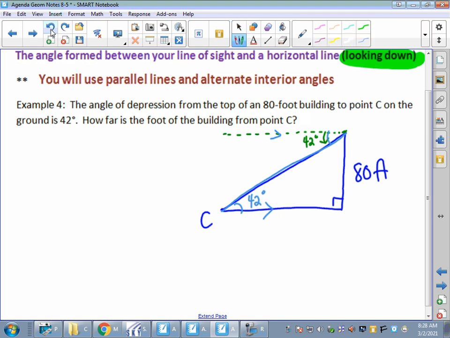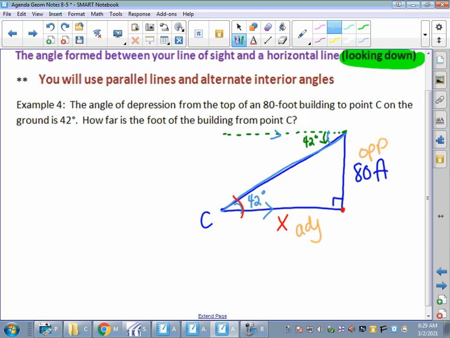Okay, so let's see, I've got my angle of depression in there. I know it's an 80-foot building. And how far is the foot of the building from point C? So the foot of the building would be the bottom, right? Our feet are on the bottom unless we're doing a handstand, to point C. So this would be my x right here. So if I'm using 42 degrees, 80 would be the opposite. x would be the adjacent. So I can easily fill myself up a little trig function.